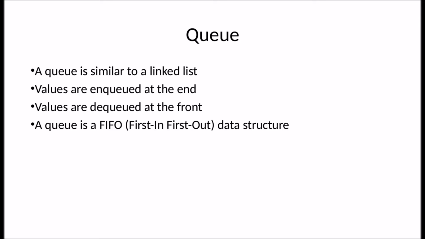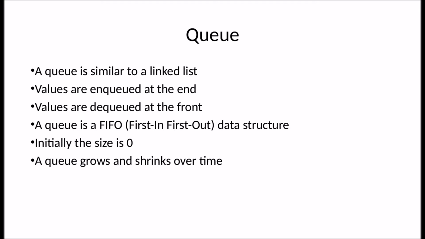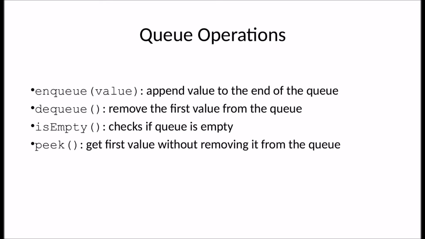A queue is a FIFO data structure. FIFO stands for first in, first out. That means the first item that is added to the queue will be the first item that's taken out of the queue. Initially, a queue is empty, so its size is 0. And as we append or enqueue values, the queue grows. And as we dequeue values, the queue shrinks.